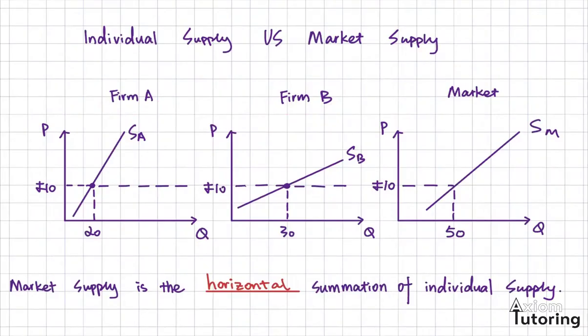For example, at the price of 10 pounds, A would like to supply 20 units, while B would like to supply 30 units. If the market consists of just two sellers, A and B, then the market quantity supplied at the price of 10 pounds will be 20 plus 30, 50 units.